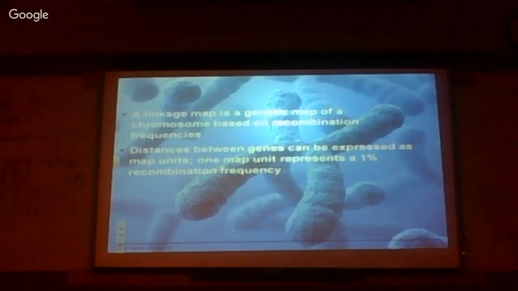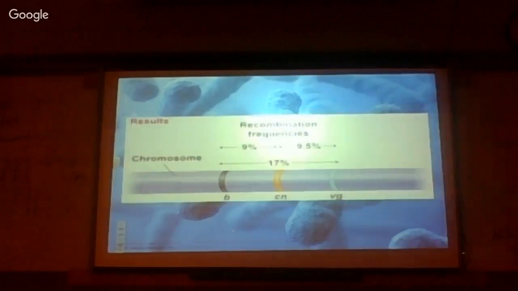Okay, and so what Sturtevant said is that 1% of recombination frequency he called one map unit on a chromosome. So when you do gene mapping, we're looking at the percentage, and if you have a 19% recombination frequency, that is 19 map units on that particular chromosome. Okay, everybody got that? All right.